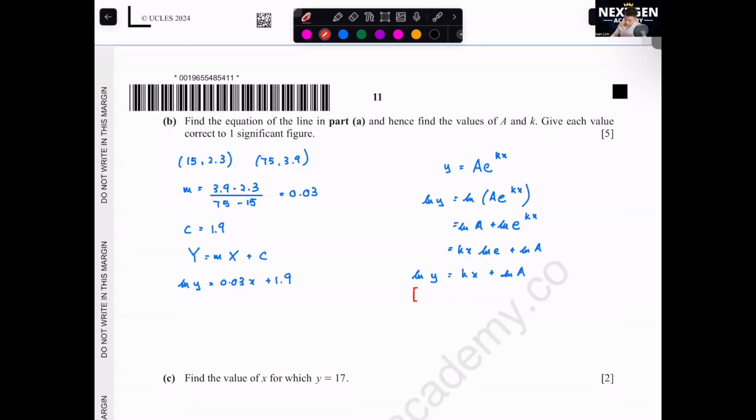You compare with ln y equals 0.03x plus 1.9. This is this value, this is this value. So k is equal to 0.03. ln a is equal to 1.9. a is equal to e to the power of 1.9. They want it to one significant figure, so you calculate this. e^1.9 is 6.69. We'll write it as 7. Okay, a is equal to 7.